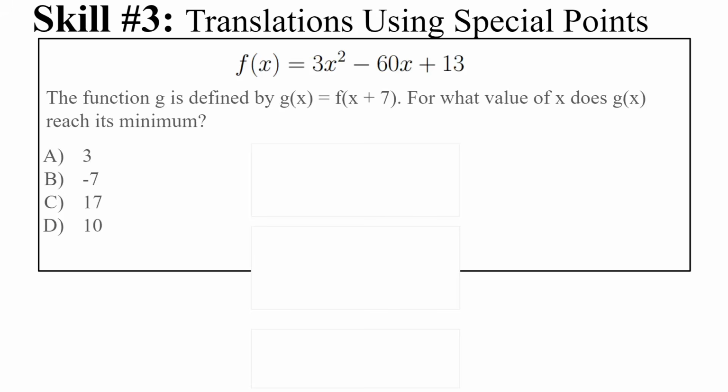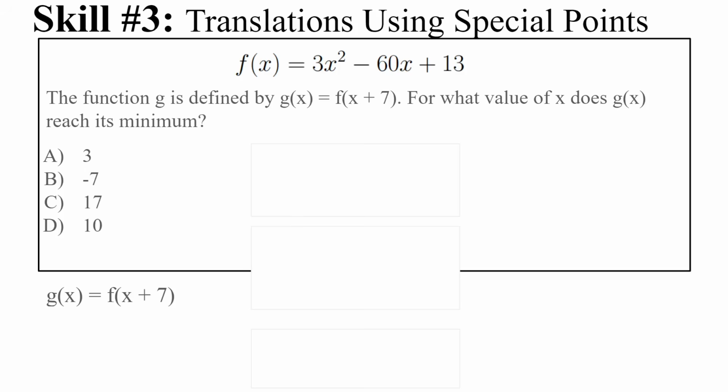All right, this one's really common in the Blue Book tests. And Desmos is really helpful on these, but let's go over how to do it by hand just for the sake of it. The function g is defined by g of x equals f of x plus 7. For a value of x, does g of x reach its minimum? Okay, so first of all, f of x minus h plus k, right? So there's no number on the outside, so there's no k, but there's an h.